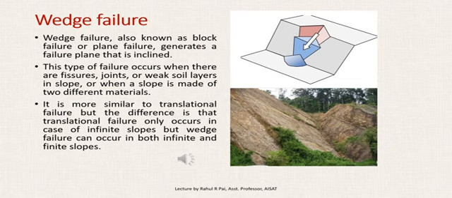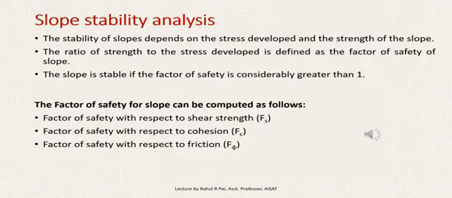So here in the figure, on the left hand side, the topmost figure, you can see how a wedge shaped portion is slipping from that slope. This is very similar to a translational failure, but the only difference is that translational failure usually occurs only in infinite slopes, whereas this wedge failure you can observe in both infinite as well as finite slopes. The topic is slope stability analysis.